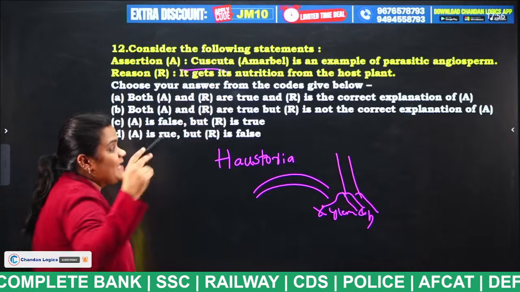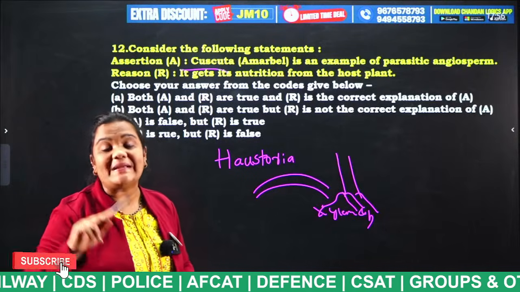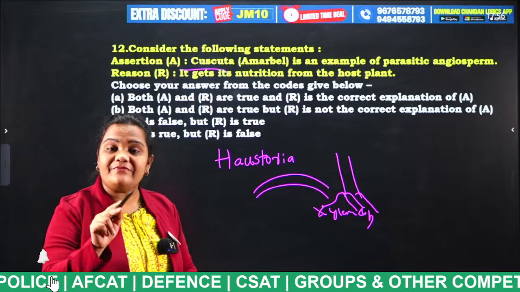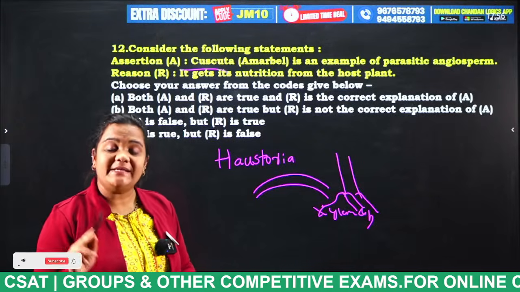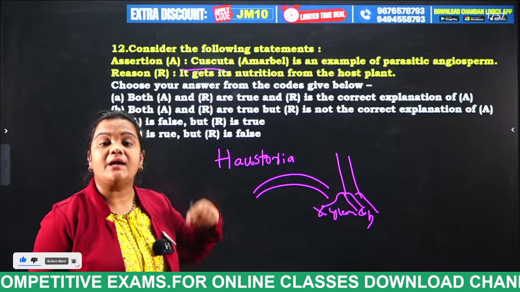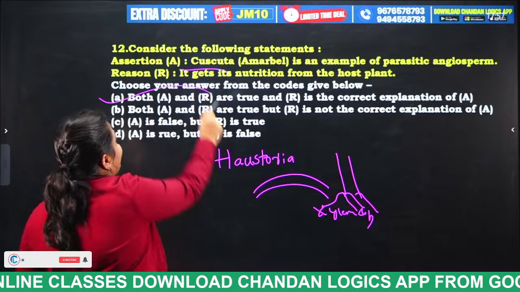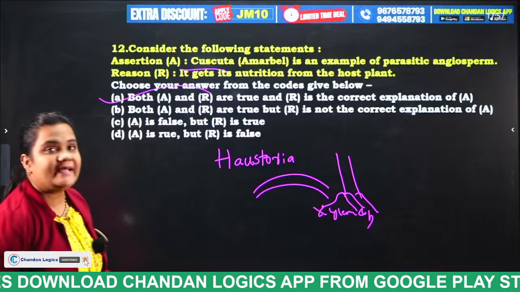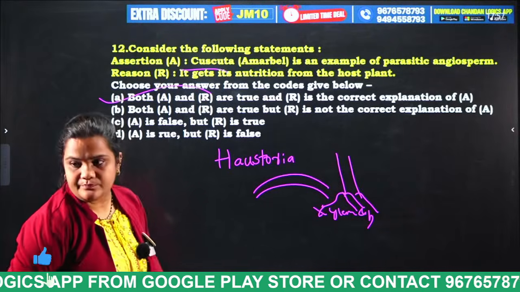Cuscuta is an example of a parasitic angiosperm. Angiosperm is nothing but a flowering plant. It is a flowering plant, but it does not have leaves and chlorophyll. That means it cannot prepare its own food. For that purpose only it depends on others for food. So what is the answer, students? Both A and R are true and R is the correct explanation of A. Clear? Next question.